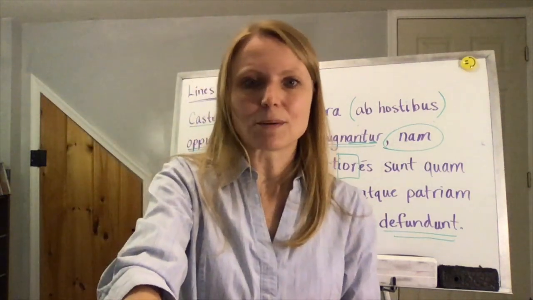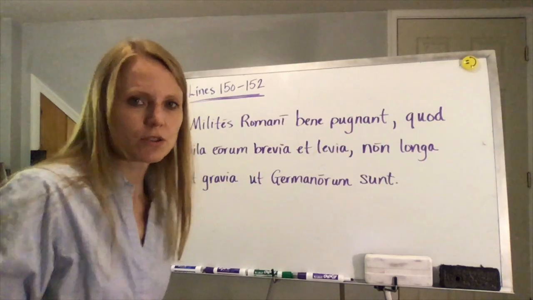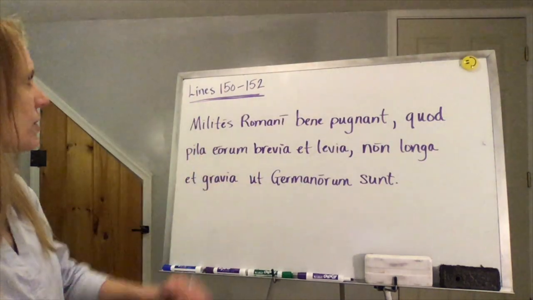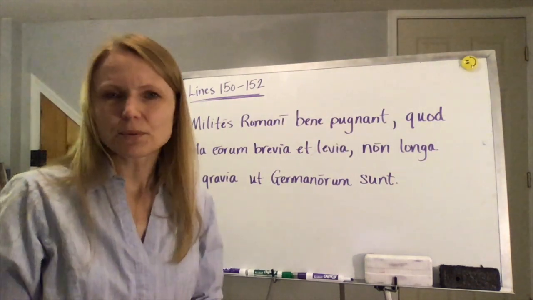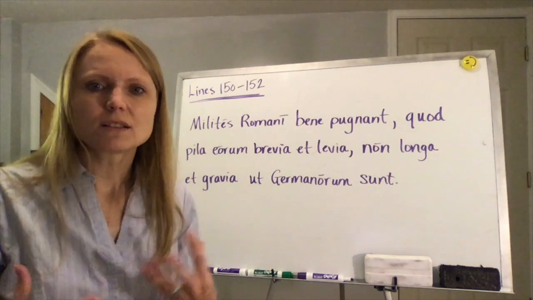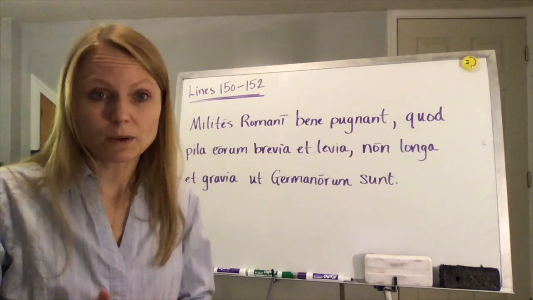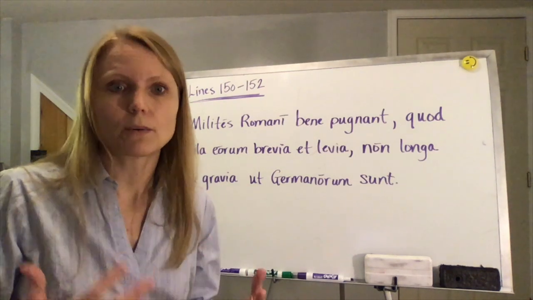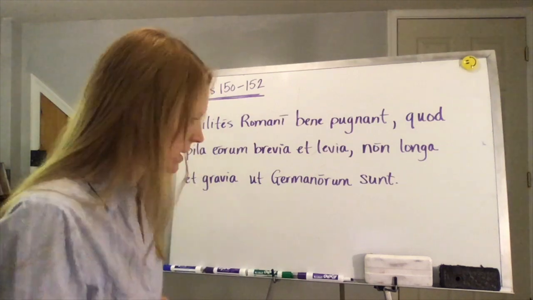let's go on to number three. So here's your third one. So it's line 150 to 152. This one is not really difficult in its construction, but some of these new endings make it feel a little bit strange. So I just want to make sure that you understand what's going on with some of these endings. Okay?